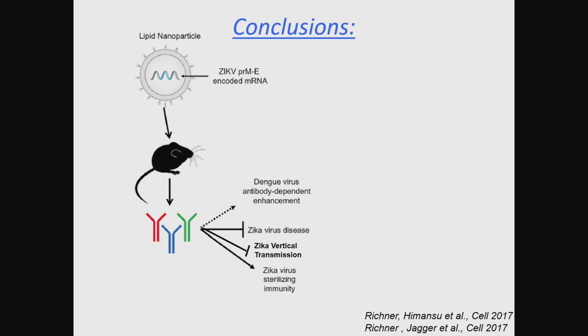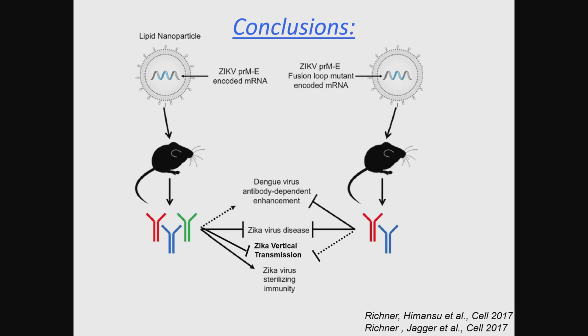But with this wild type vaccine, we can induce antibody-dependent enhancement of dengue virus. With this mutant version of the vaccine, in which we've mutated the fusion loop, that conserved fusion loop epitope, we still see a blockage of Zika virus disease. We haven't looked at Zika virus vertical transmission, but we predict that since we were not seeing viremia in these mice, we're going to block Zika virus vertical transmission. But we no longer see the enhancement of dengue virus due to the antibody-dependent enhancement phenomenon.